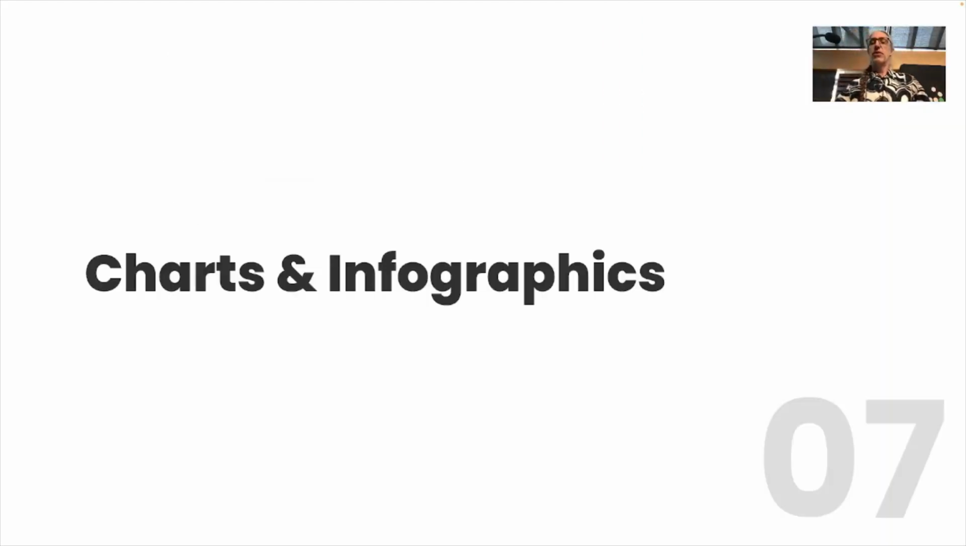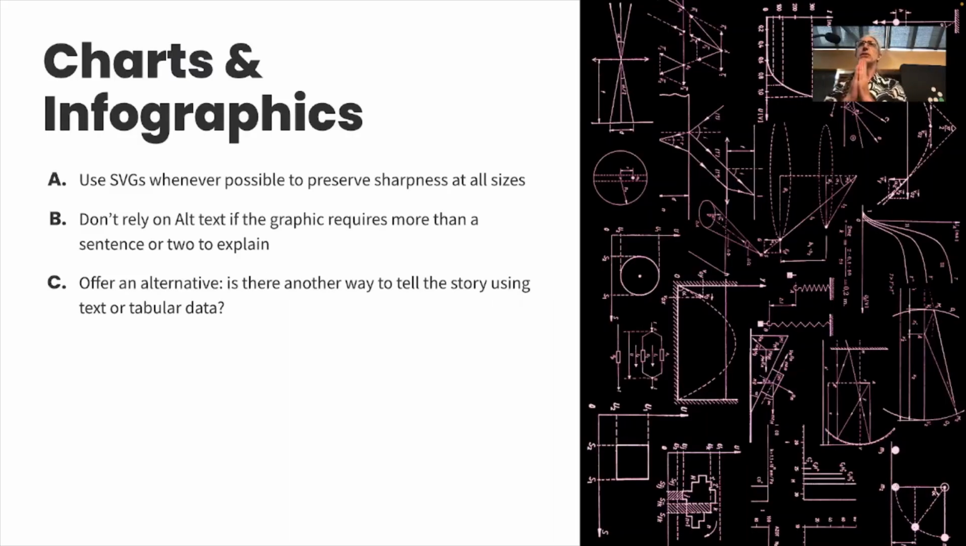Okay, charts and infographics. Whenever possible, use SVGs, especially for complex graphics. Unless it's super complex, like a city map, trust me, you don't want to use an SVG for that. You'll probably want to use a PNG for the base layer. You can have the SVG elements on top.